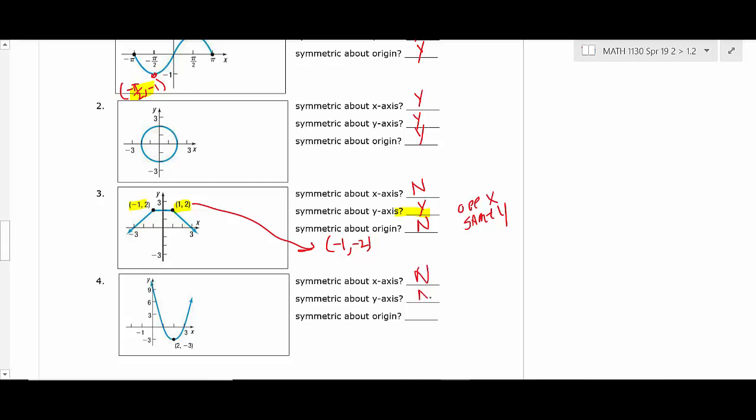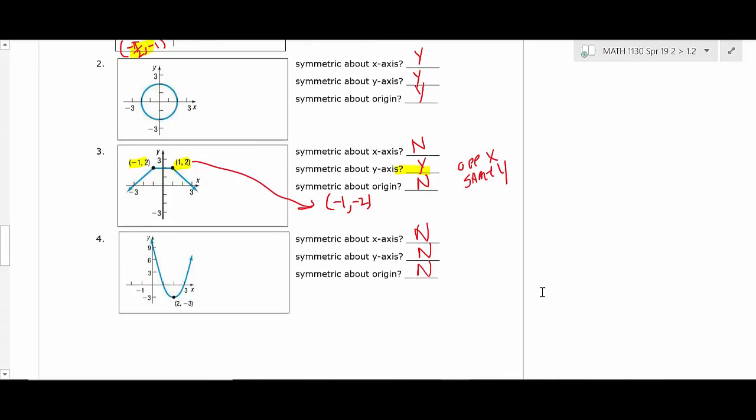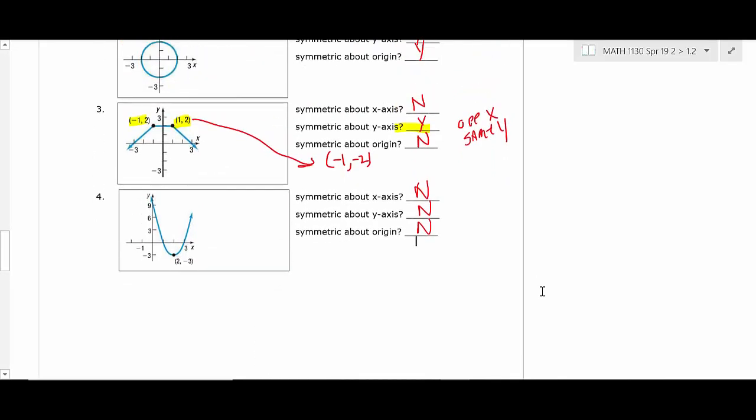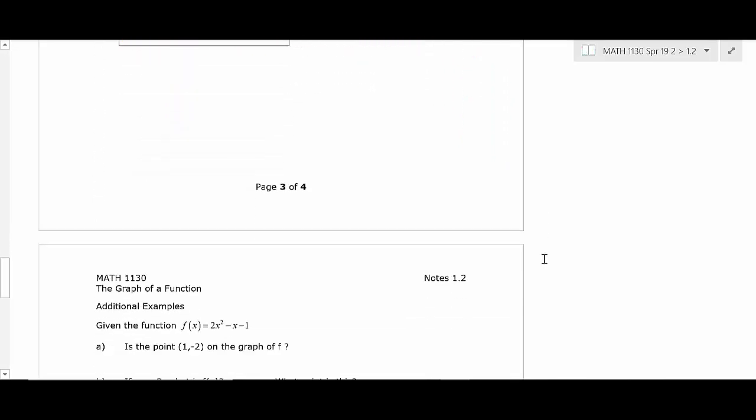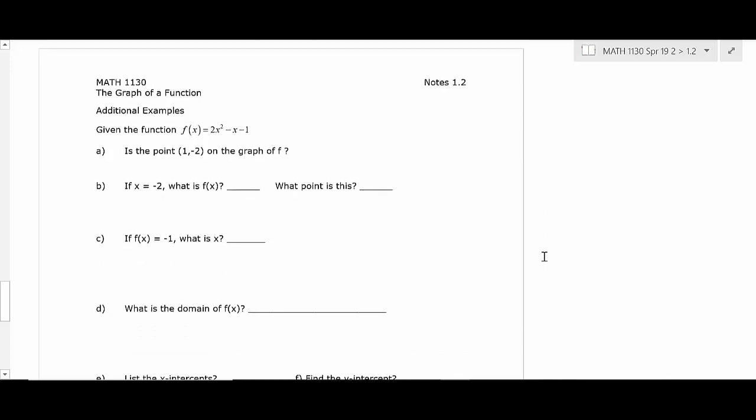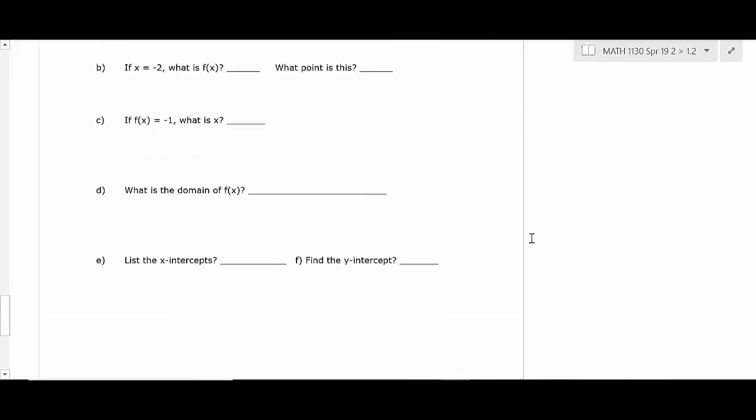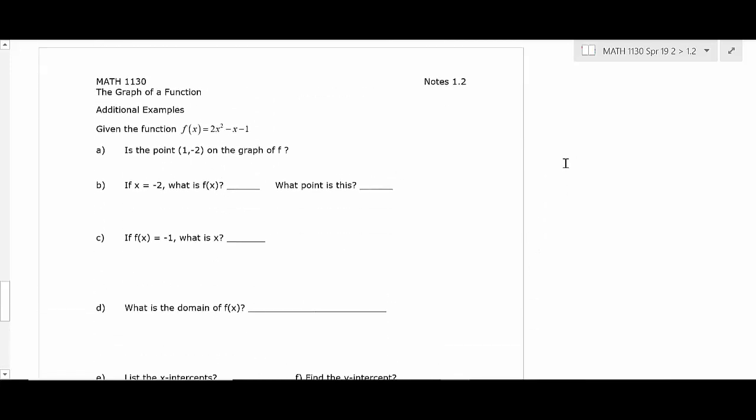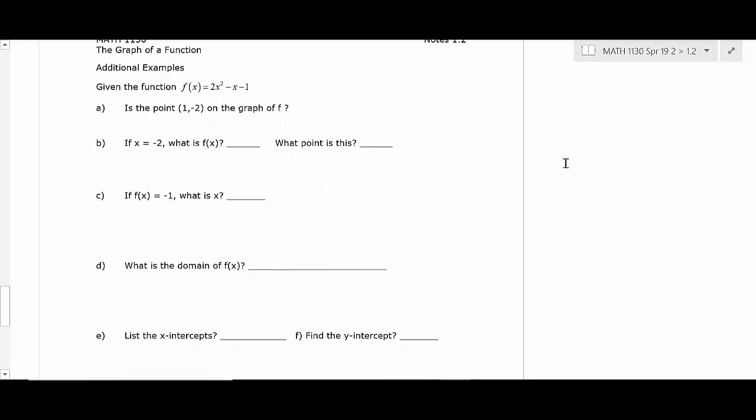Students usually don't have too much trouble with this. Origin symmetry is the one that's a little bit harder to see, I think. But x and y symmetry, usually students don't have any problem with that. So let's go to this last page, and then I'll finish this up. On this one we want to do just a little exercise on functions, again doing some things algebraically.